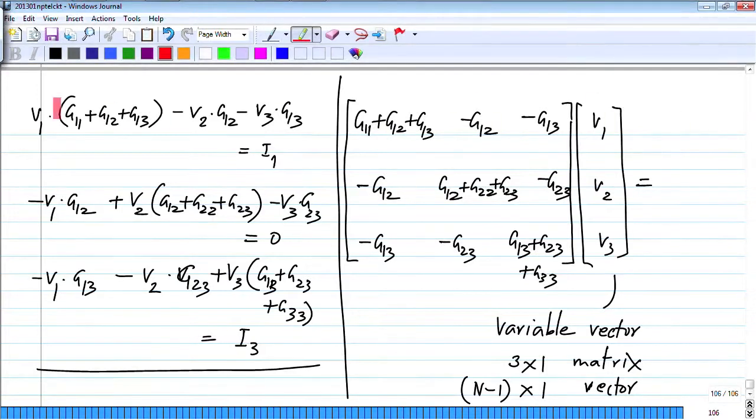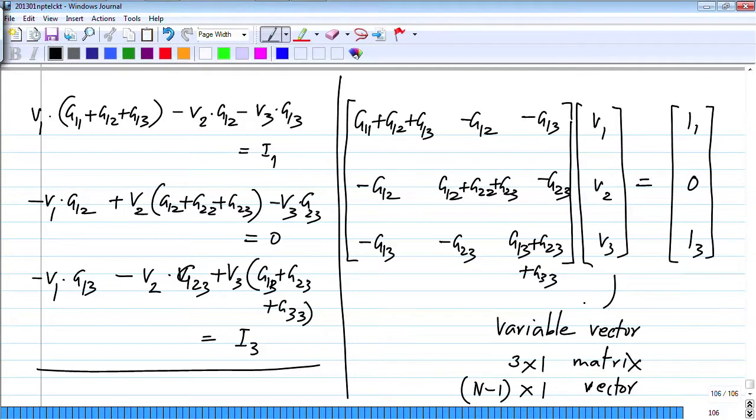Each of these rows corresponds to each of these equations. Okay, and this whole thing will be equal to whatever I have on the right hand side. So for the first one, the right hand side is I1, for the second one it is 0, and for the third one it is I3. Okay.